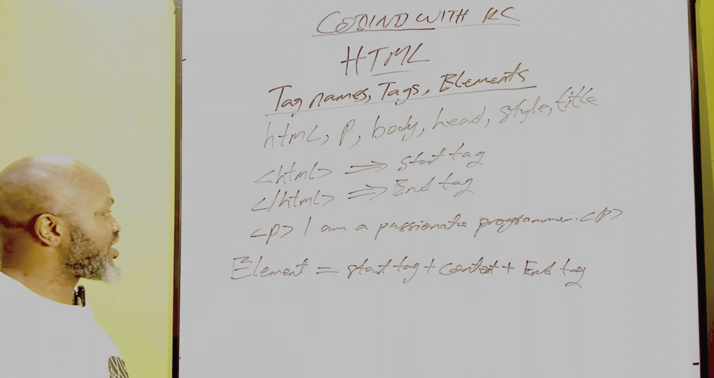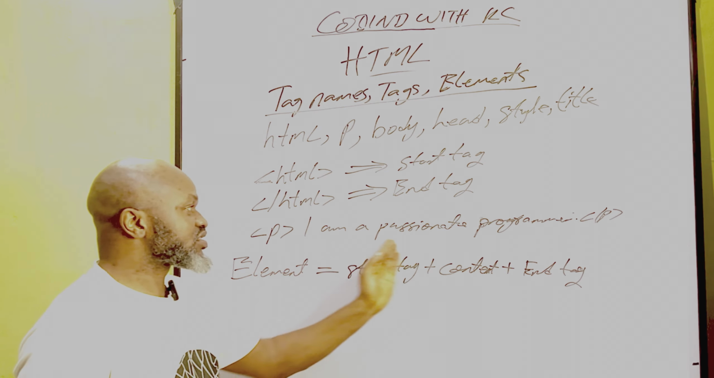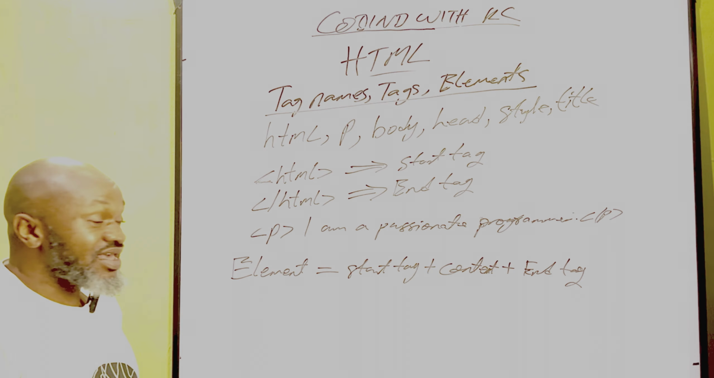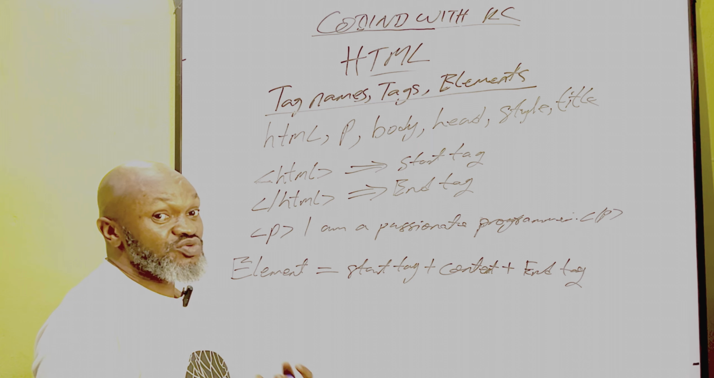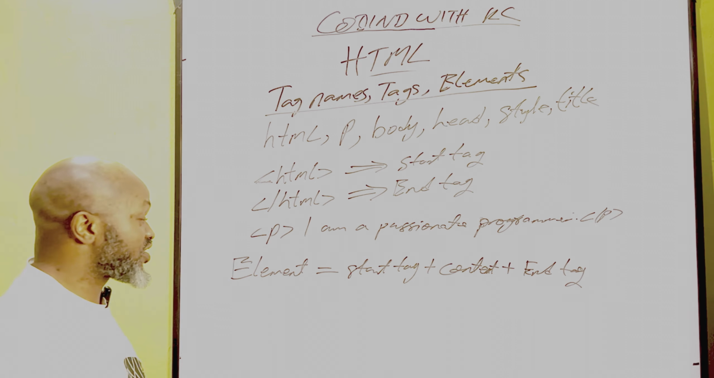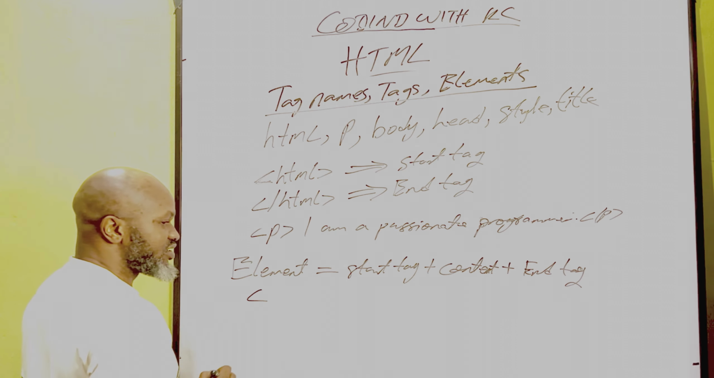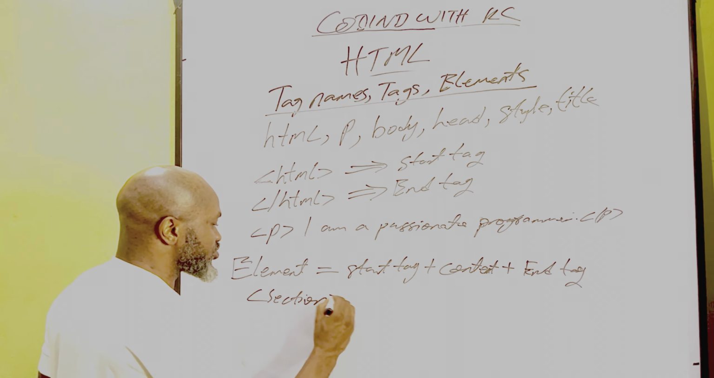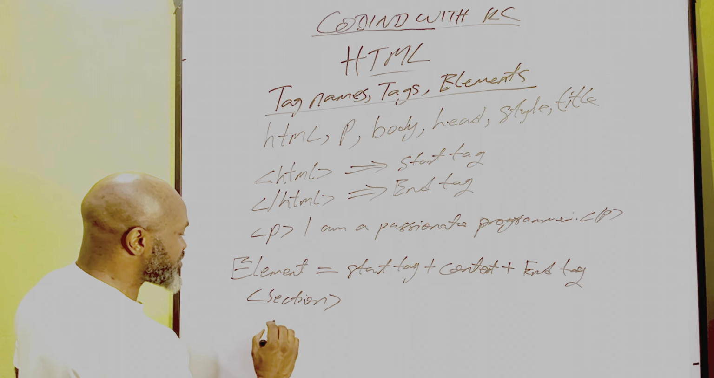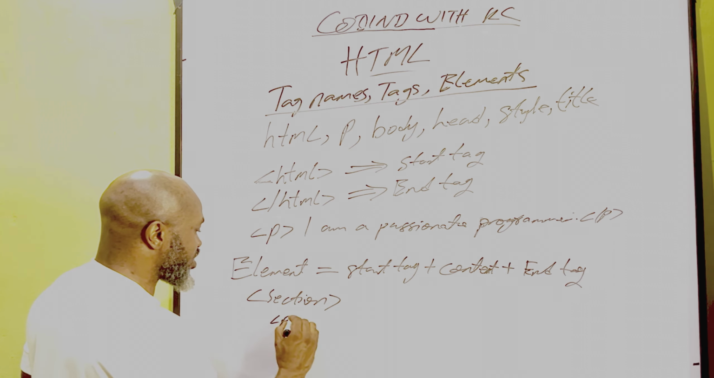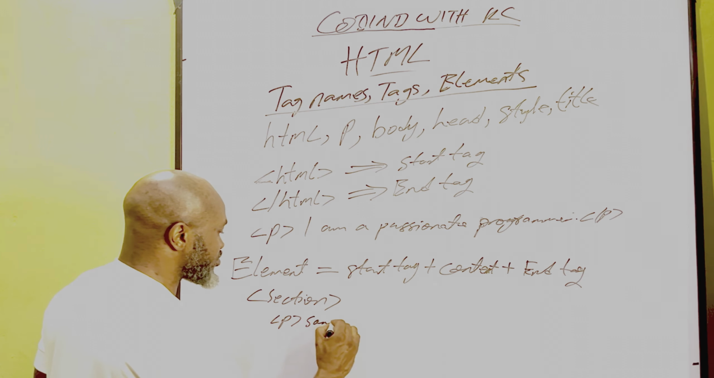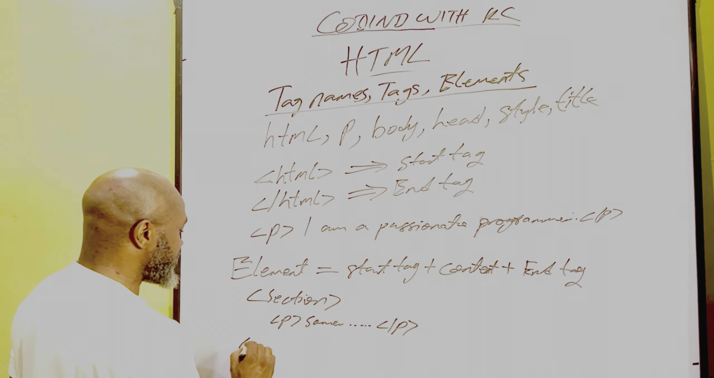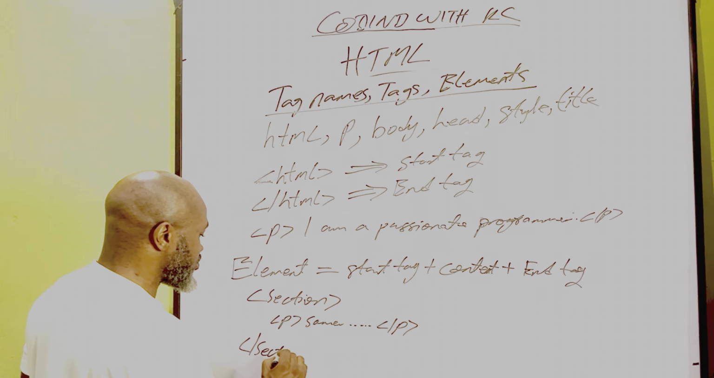If you want an element, write the start tag, whatever is in between, and then the end tag is an element. An element can contain another element, which makes it a parent element. For example, I can have, let's say, the section element, and then inside the section element, I can have a paragraph, something. And then I close off the paragraph, and then I close off the section element.